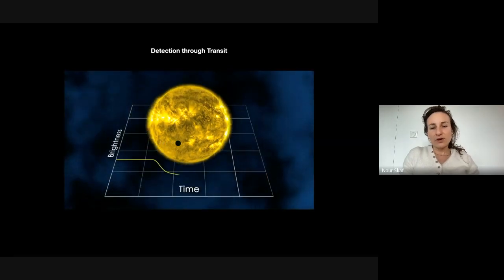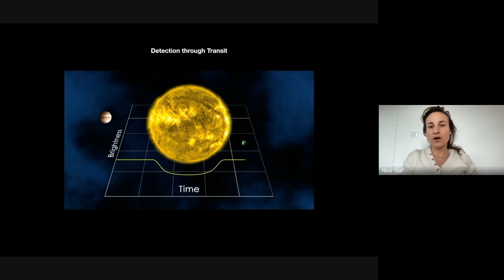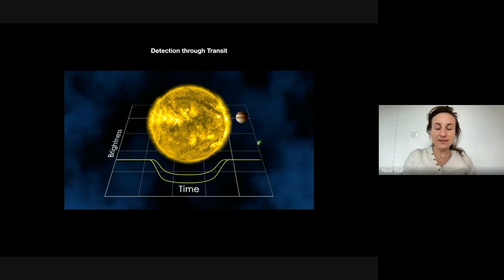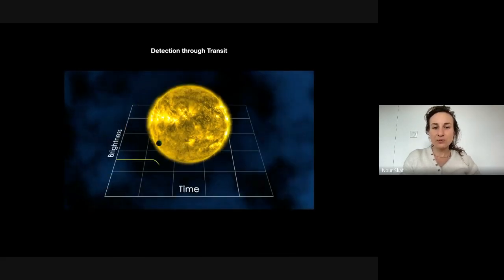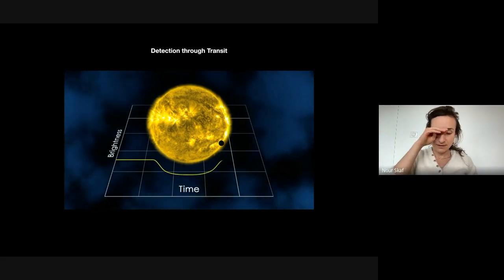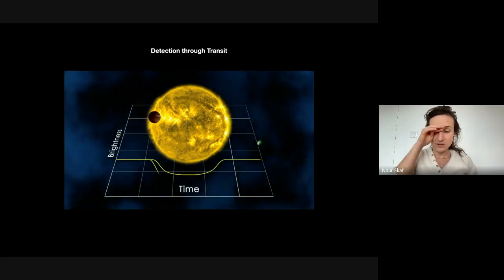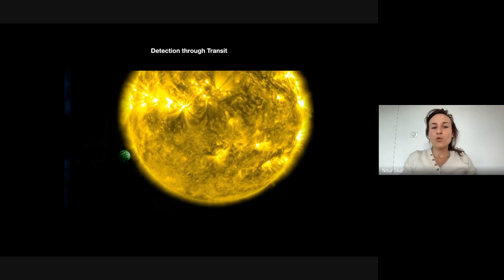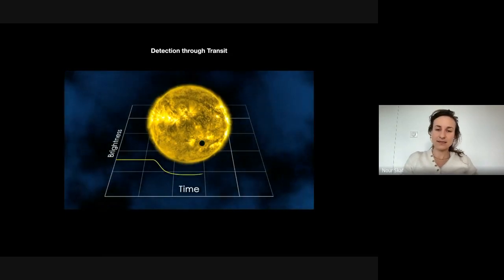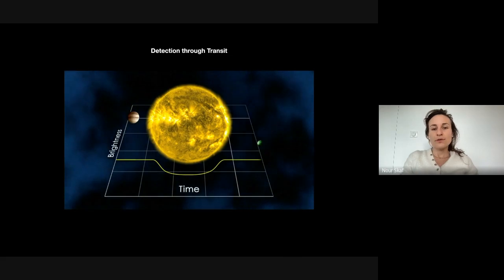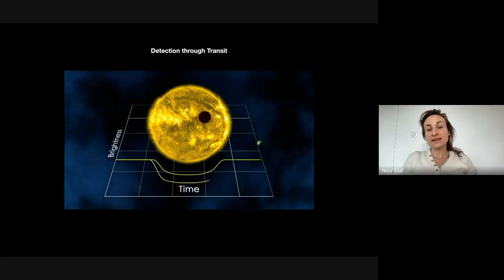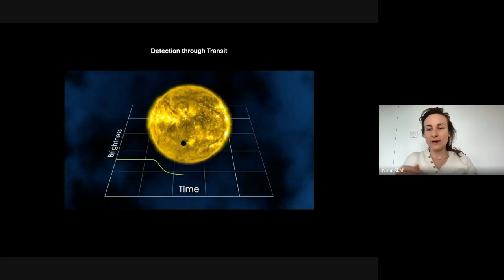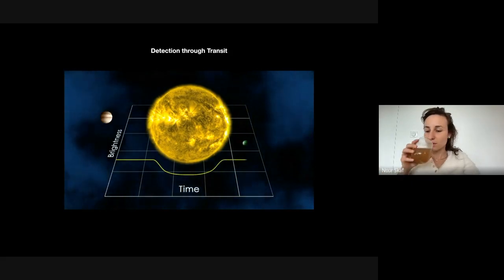So one indirect method is called the transit method. We look at the star's brightness, and we wait for a planet to pass in front of it so that the brightness dims a little bit. By looking at when it dims, we can detect exoplanets. This is the method with which we detected the most planets, about 4,000 so far, and it's still ongoing. So it's a very powerful method.